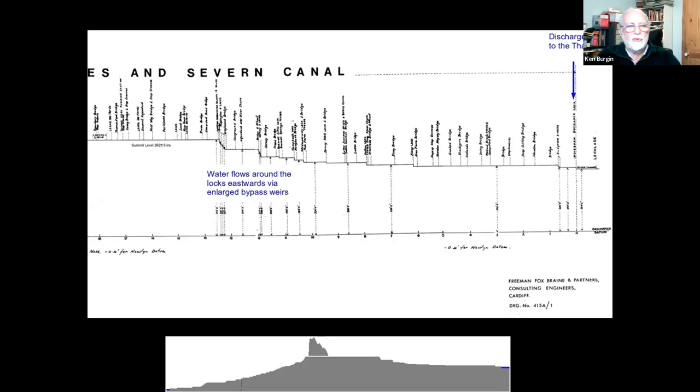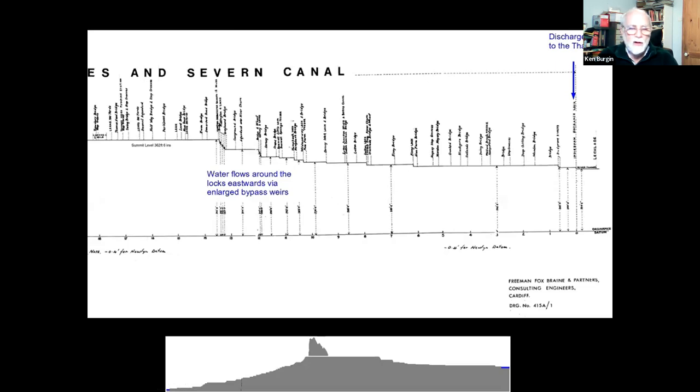When you get on the eastern side, it gets somewhat easier. The water's in the canal and it's all downhill from there. You'd need bypass weirs to go around the Sidington flight, the South Cerney flight, and individual weirs around the other locks. And to give you an idea of the size of the weirs, they would probably be similar in length to the one at Dubridge, about 27 metres.